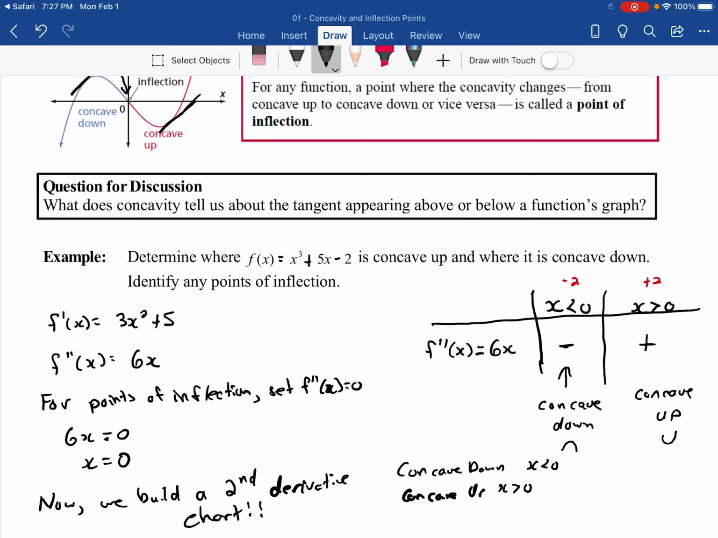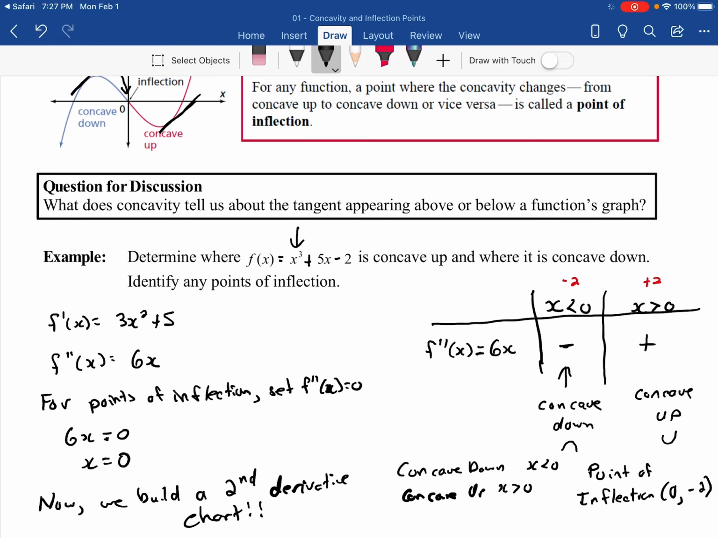Identify any points of inflection. So I've got a point of inflection at 0 comma, what's the value here? I've got to put the 0 back into this function. I can do that without too much work here, but lots of times you're going to have to write down some stuff to figure out where it is. But subbing in 0 into this function, I get my point of inflection at 0 comma negative 2.